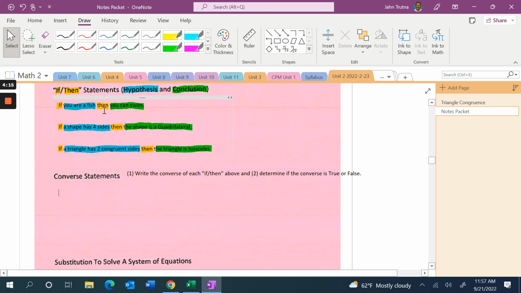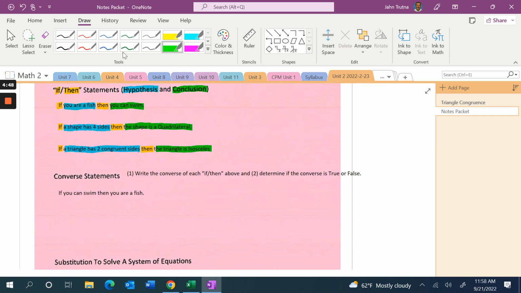So, let's write the converse, first of all, of the if-then statement. If you are a fish, then you can swim. Here's what the converse is of that statement. If you can swim, then you are a fish. Okay? So if you notice, what I did to write the converse of that very first sentence was switch the conclusion. I made the conclusion the hypothesis, and I made the hypothesis the conclusion.